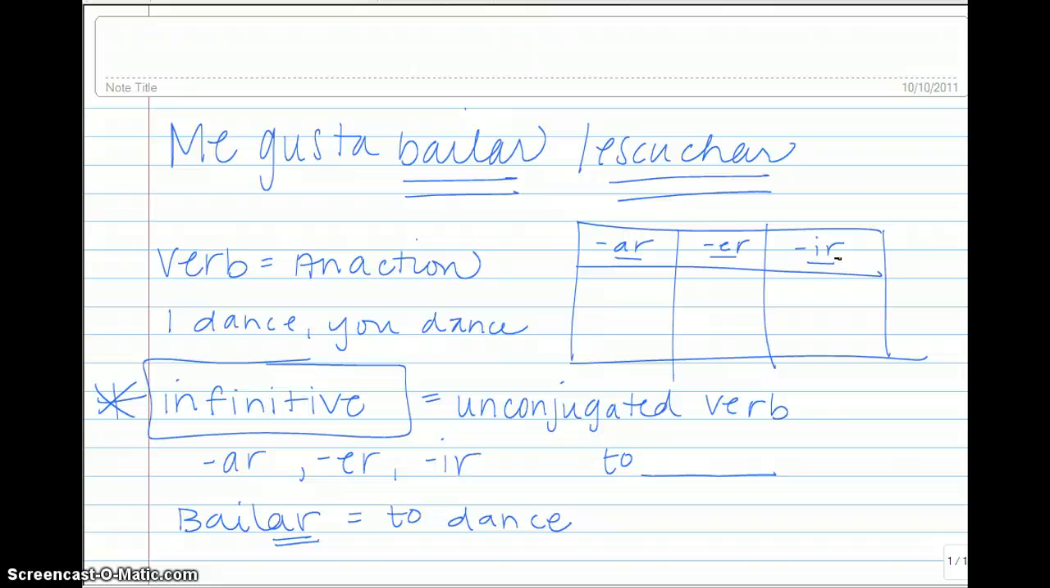And we're going to talk more about these in class tomorrow. Remember, an infinitive is the most important word that you have to come out of this with, and make sure that you do this categorization of the verbs.